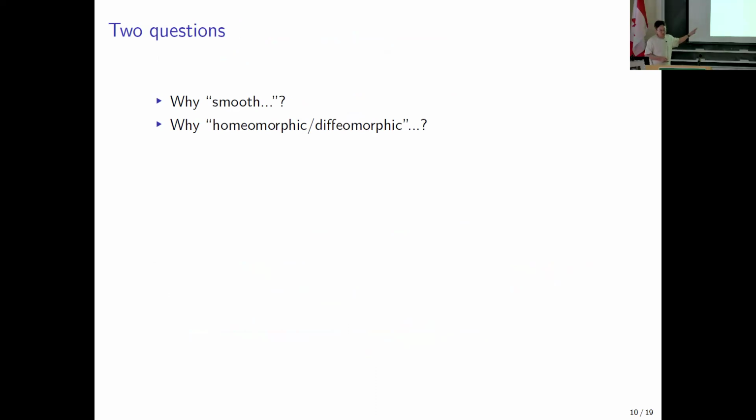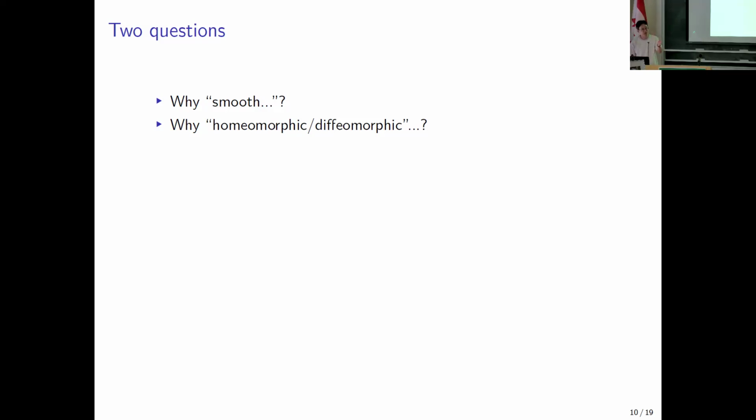What's going on in the original version of the cohomological rigidity conjecture? At some point, I was thinking, why does it have to be a smooth toric variety, and also why are we asking about homeomorphism or diffeomorphism, right?